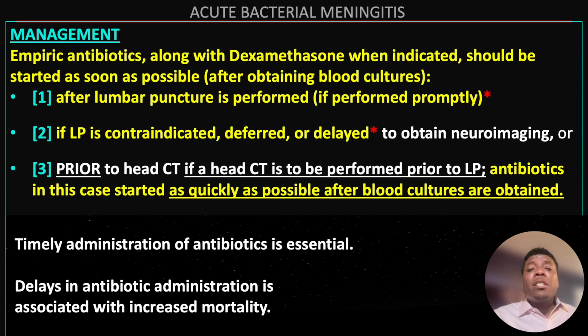In terms of the management of meningitis, you want to start antibiotics along with dexamethasone if indicated as soon as possible after obtaining blood cultures. So in someone where you can get a prompt lumbar puncture, you get a lumbar puncture, blood cultures, then antibiotics should be started. If the lumbar puncture is delayed or deferred for whatever reason, for example, having to get neuroimaging prior to LP, then the answer should be blood cultures, antibiotics, neuroimaging, and then LP in that specific order.